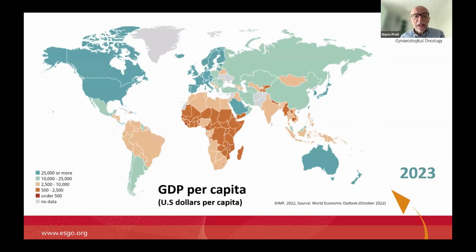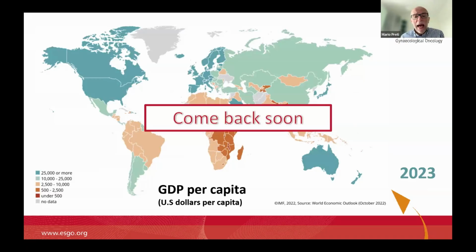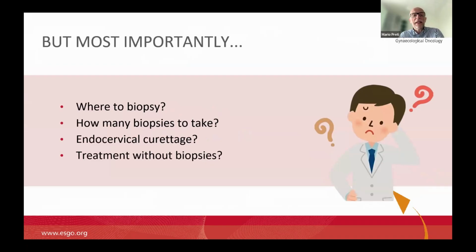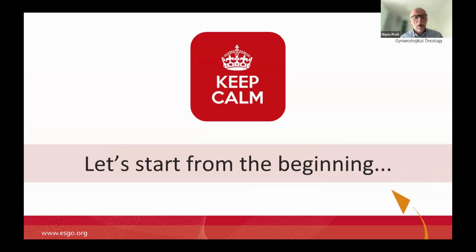And we will come back to this soon, because we have to consider whether to biopsy or not to biopsy. Where to biopsy, we have seen from Professor Kesic: the G2, high suspicion for high-grade lesion. But how many biopsies to take? And then the cervical curettage and treatment without biopsies? So let's start from the beginning.